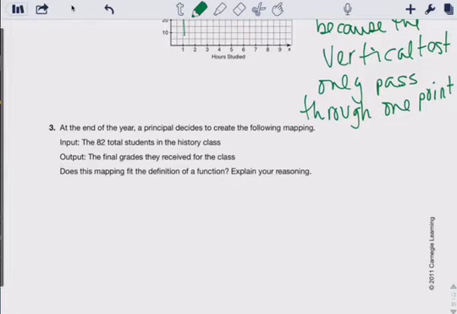Okay. At the end of the year, a principal decided to create the following mapping. Input: 82 total students in a history class. So there's 82 students. Output: the final grade they receive for the class. So 82 students and the final grade. Does this mapping fit the definition of a function? Explain your reasoning.